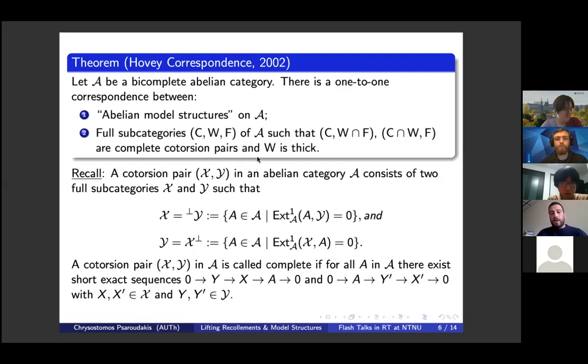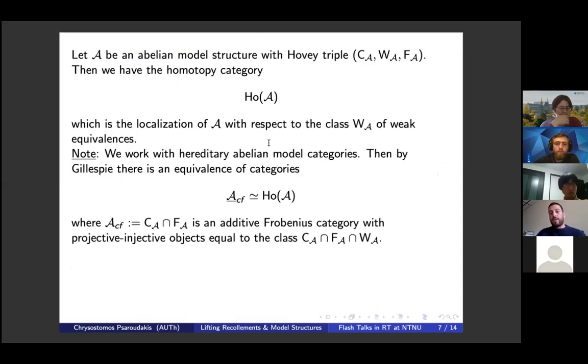What can you do when you have an abelian model structure on an abelian category? You can build the homotopy category. When you have an abelian category and these subcategories, which we call a Hovey triple, then you can localize A with respect to the weak equivalences and get the homotopy category. Now, if you work with hereditary abelian model structures, where hereditary means that in the cotorsion pairs you don't have higher Ext between the objects of the cotorsion pair, then we know by Gillespie that this homotopy category is a stable Frobenius category. It's this intersection where you kill all these objects. And then we know by Happel that this stable Frobenius category is triangulated. So you get a natural triangulated structure on the homotopy category.